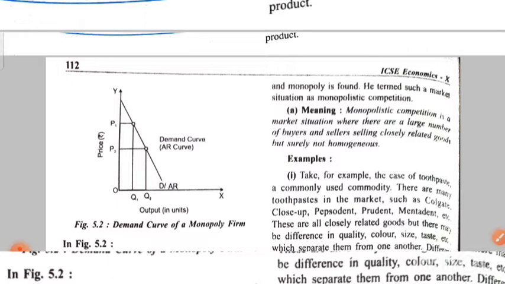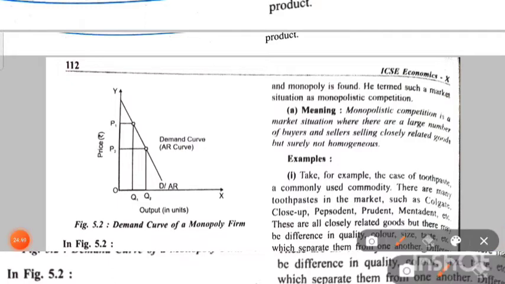So monopolistic competition is a competition where there are a large number of buyers and a large number of sellers selling not homogeneous or heterogeneous products. That is what our market is.